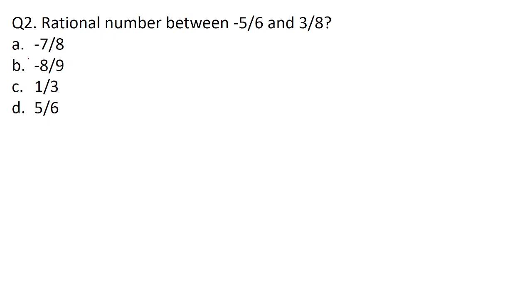Rational numbers between -5/6 and 3/8. You have to tell the rational numbers. Now here in between -5/6 and 3/8 they are talking. Now -5/6 can also be written as -0.83. Do you agree with this? Yes, -0.83 or -5/6, one and the same only. Similarly, 3/8 can be written as 0.37.